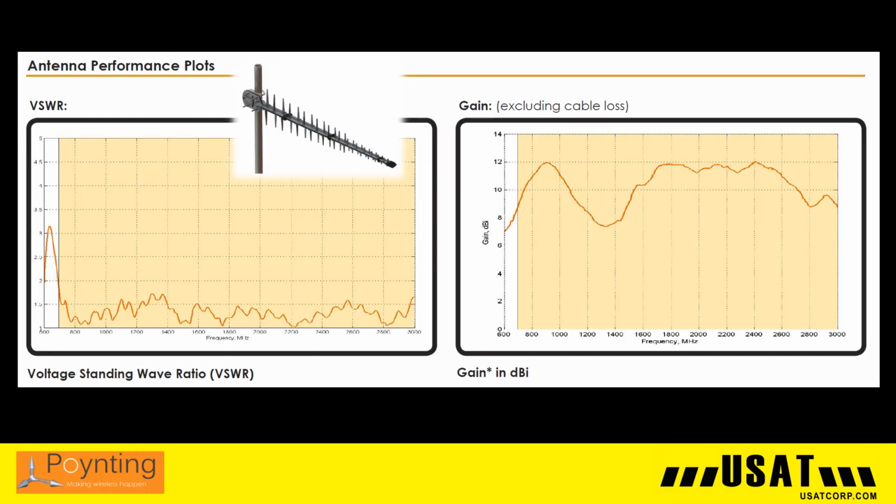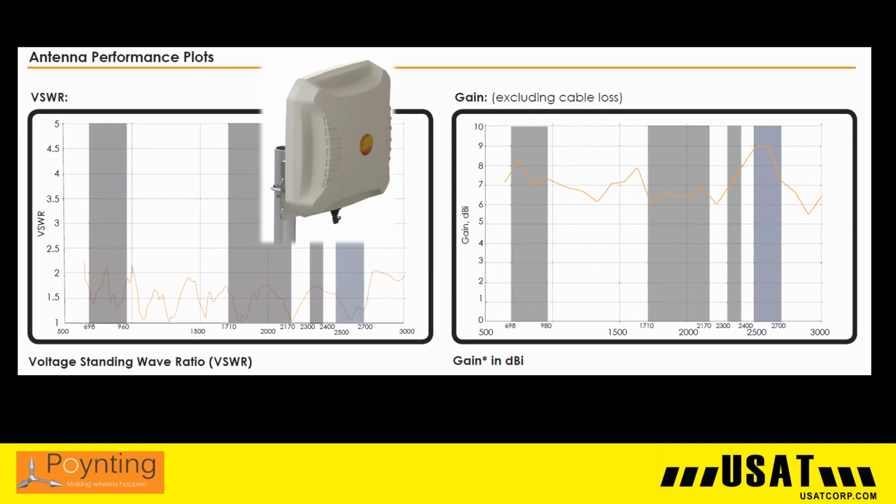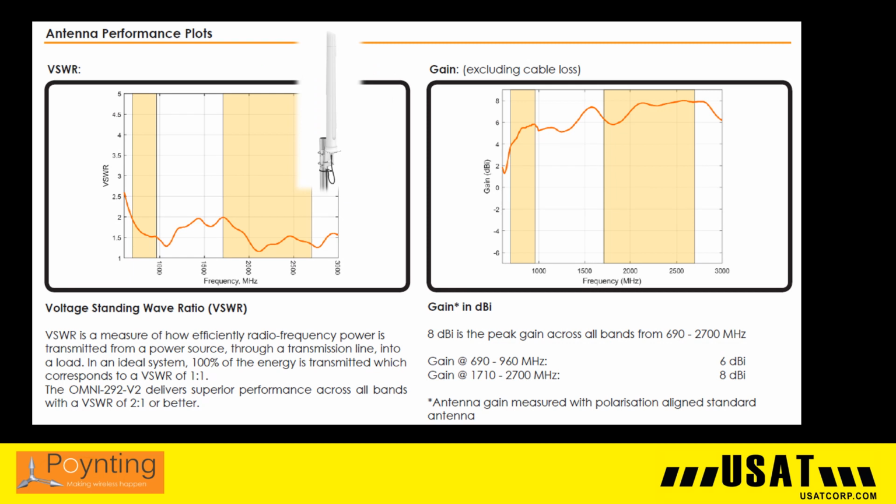A closer look at the LPDA, we see a peak in the low bands, then it dips below 8 dBi between 1100 MHz and 1600 MHz. But that's okay since there are no LTE bands in that frequency range. It is then solid out to 3 GHz. For the X-Pole 2 panel antenna, we see good consistency throughout all the LTE frequency bands. For the omnidirectional antenna, it ranges between 4 to 6 dBi in the low bands and 6 to 8 dBi in the higher frequency bands.